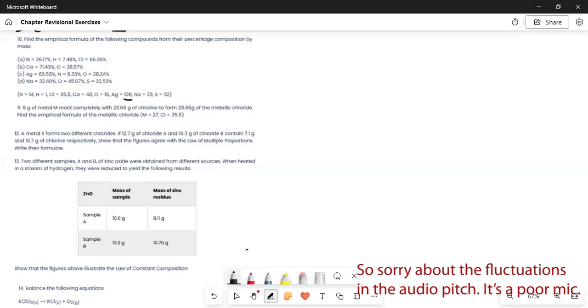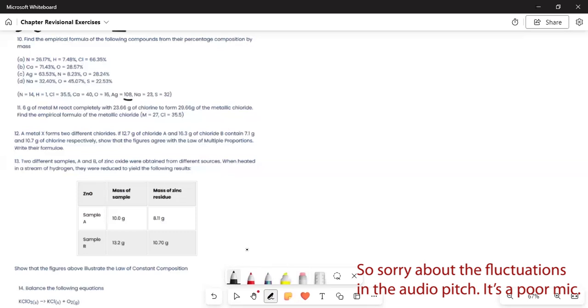It says two different samples A and B of zinc oxide were obtained from different sources. When heated in a stream of hydrogen, they were reduced to yield the following results. In one of the samples, zinc oxide, the mass is 10.0 gram. Then the other sample, that is sample B, zinc oxide, the mass is 13.2.